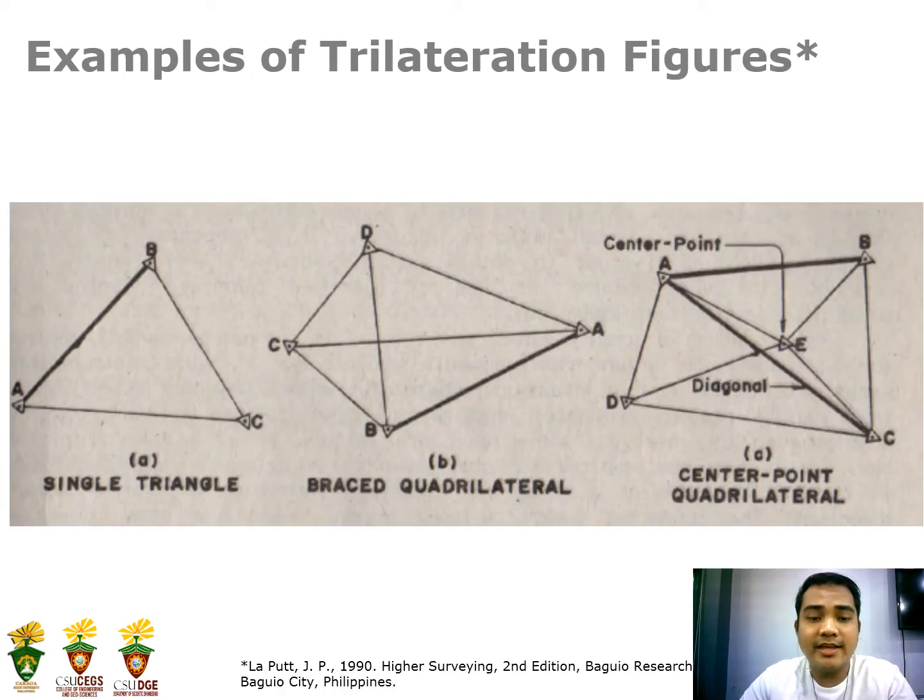So here are examples of the trilateration figures. It is the same as triangulation. That is the similarity between triangulation and trilateration. In trilateration there is also the single triangle, the braced quadrilateral, and the center point quadrilateral. So mainly they are the same as the triangulation figures.